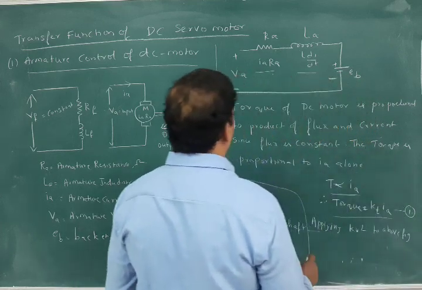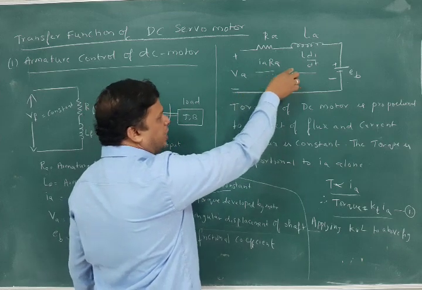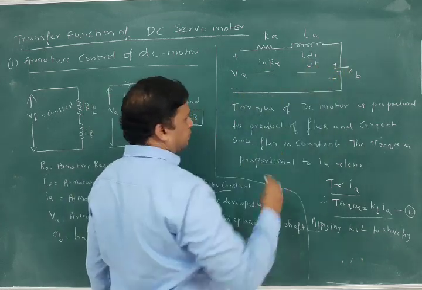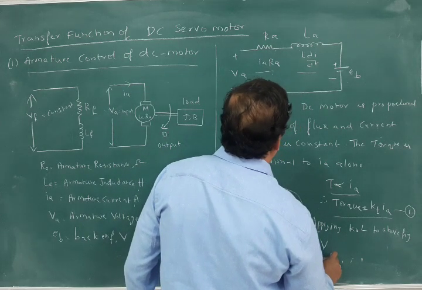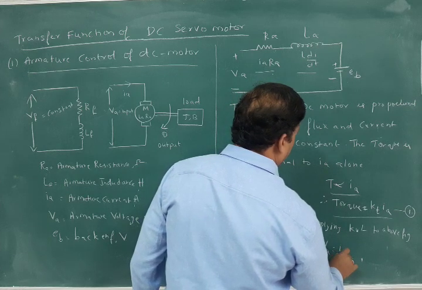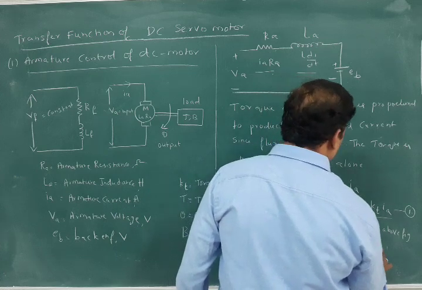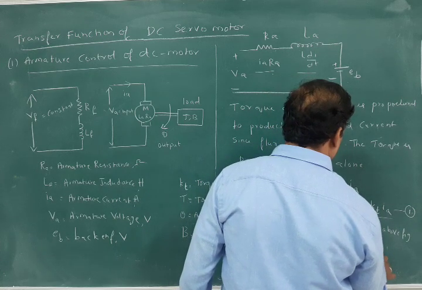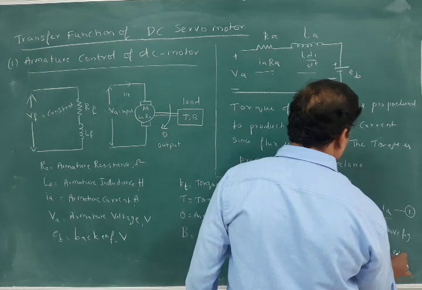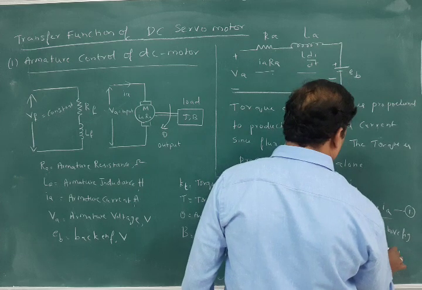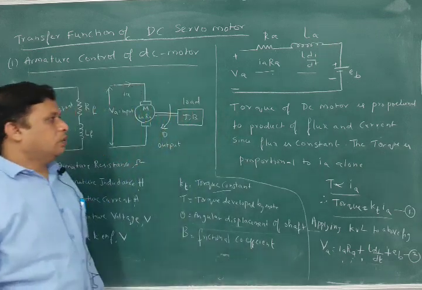the equation becomes Va is equal to Ia Ra plus L into di by dt plus Eb, where Eb is the back EMF. This one we can name as 2.